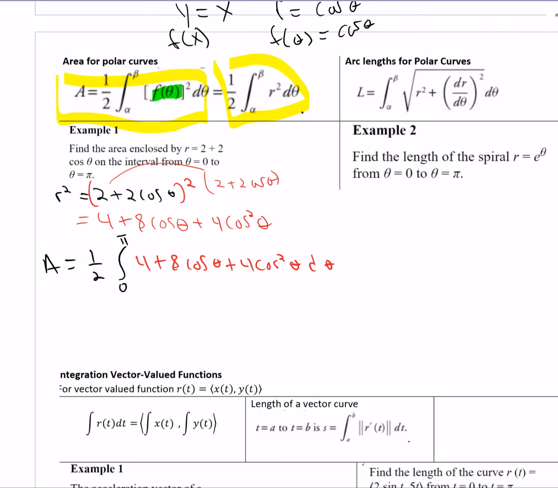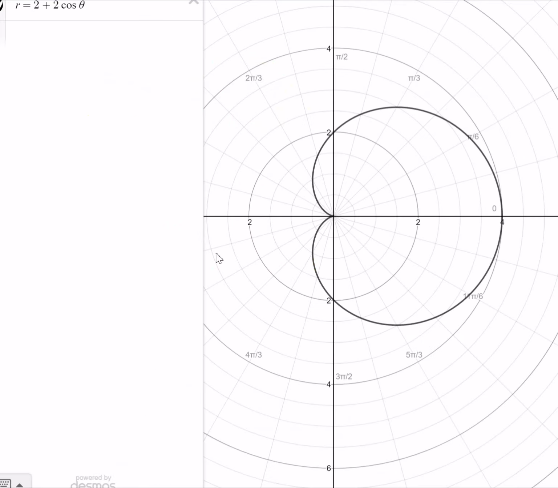What I'd like to do is look at a Desmos graph real quick. Okay, so this is what the graph looks like on Desmos. And the idea is we're going to basically find the area of this region here, right? We're going to find the area of this thing.